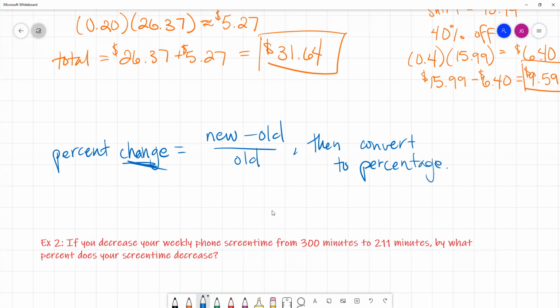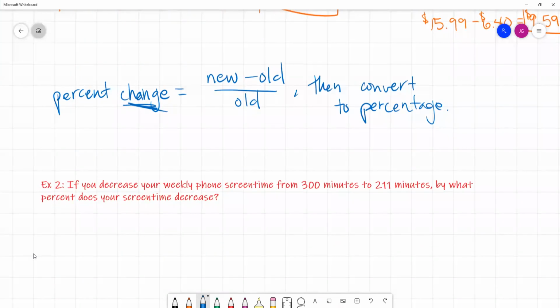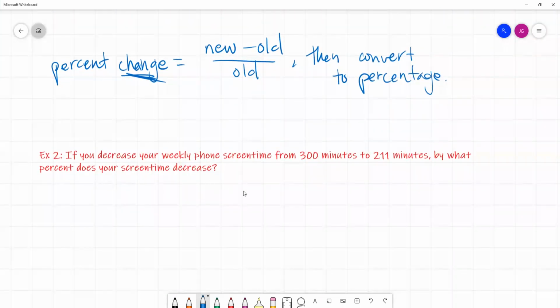Okay, so let's try that here in this next example. Example 2: if you decrease your weekly phone screen time from 300 minutes to 211 minutes, by what percent does your screen time decrease?